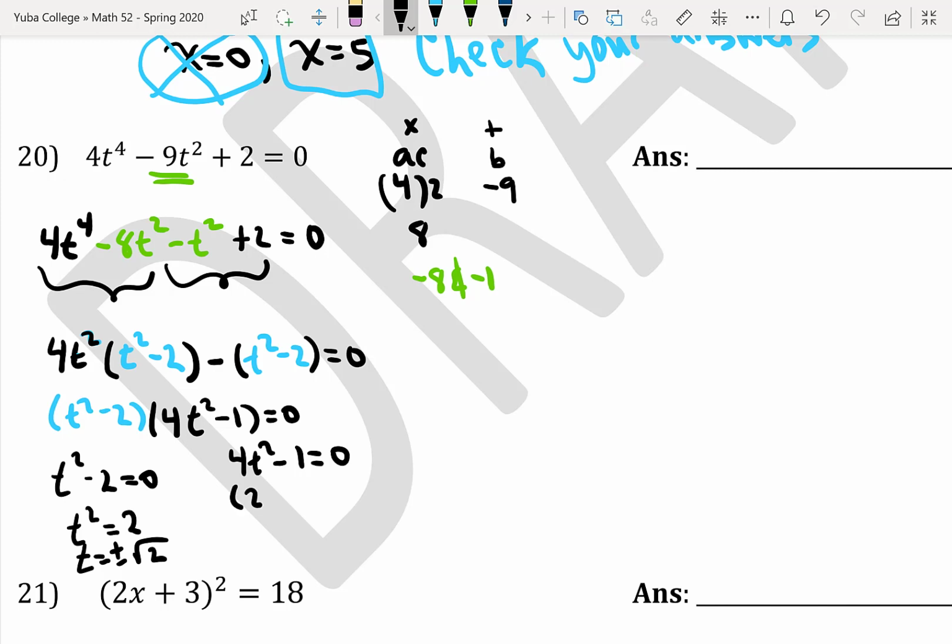So if we add 1 and divide by 2, t is going to equal 1/2. If we subtract 1 and divide by 2, t is equal to negative 1/2. So we have 4 solutions that work: plus or minus root 2 and plus or minus root 1/2.